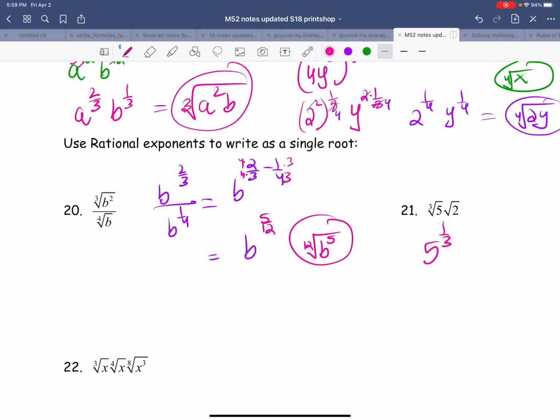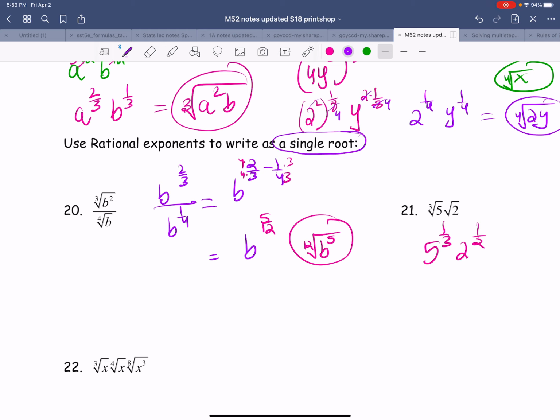We have 5 to the 1/3, 2 to the power 1/2. So 5 to the 1/3, 2 raised to the power 1/2. What can we do over here? Well, one thing we can try is we can express them both. Doesn't look like we can do a whole lot, but we are asked to write it as a single root.